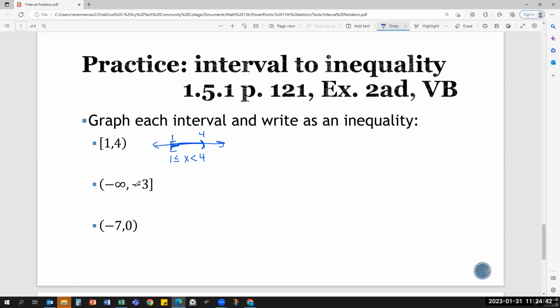For negative infinity to -3 with the square bracket, for the negative infinity we have an arrow pointing to the left, and then we have a square bracket at -3. And so this is going to be x is less than, because of the arrow pointing to the left, but then because it's a square bracket, x is less than or equal to -3.